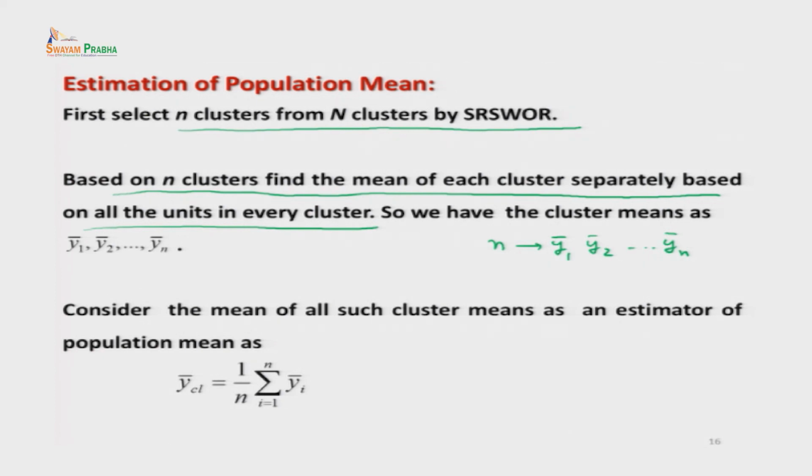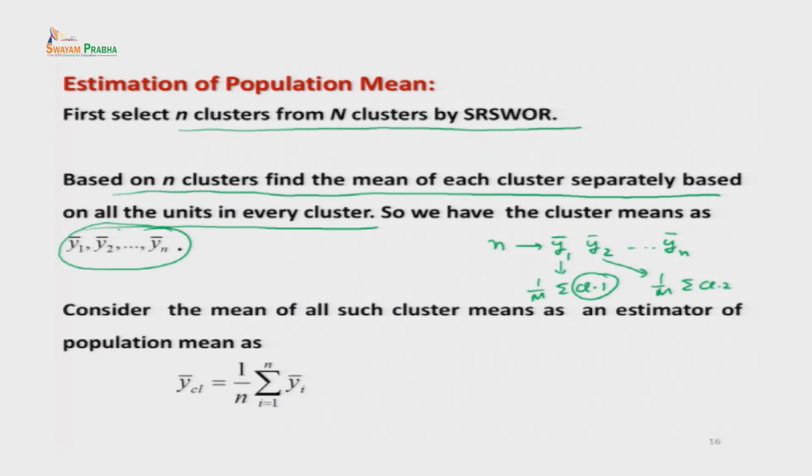But here, sample mean does not mean that we choose units from the cluster. No, all the units are taken in the sample. So this y bar 1 is the mean of all the units in cluster number 1, y bar 2 is the mean of all the units in cluster number 2, and so on. And we denote these by y bar 1, y bar 2, up to y bar n.